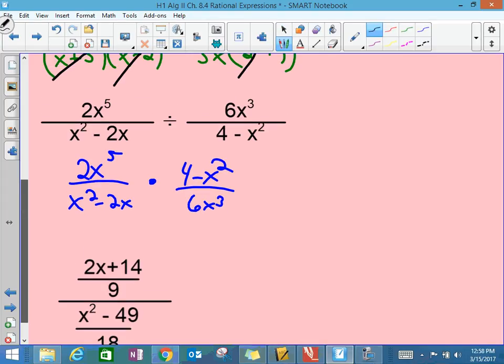Okay. So same situation we saw earlier. Caitlin, how do we factor 4 minus x squared? Oh, it's 2 minus x, 2 plus x. Right, 2 minus x, 2 plus x.